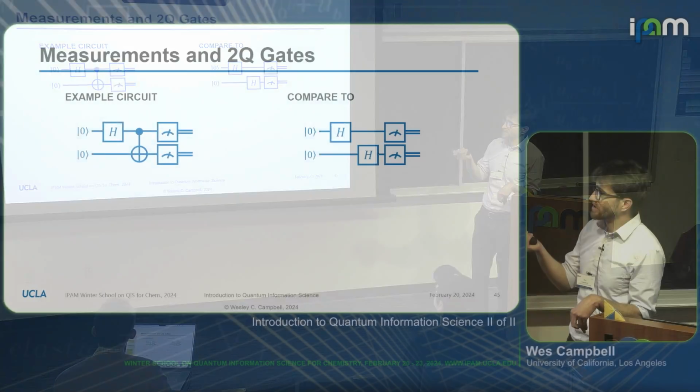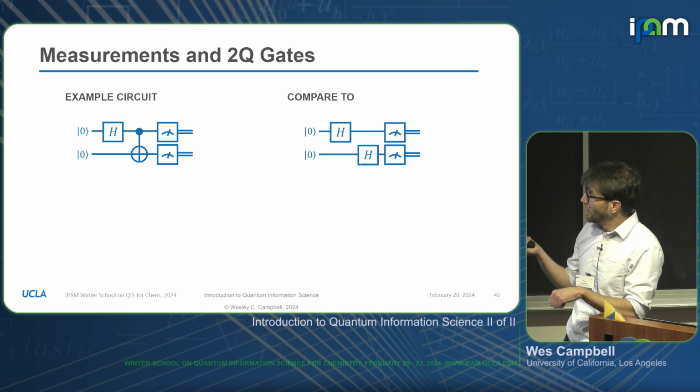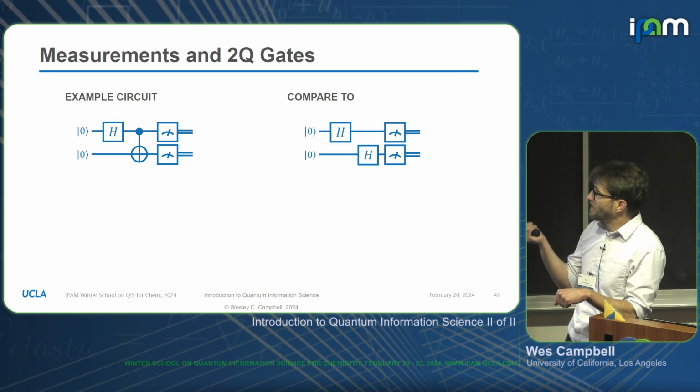Here we have a circuit. We're going to start 2 qubits in 0. I'm going to put one of them in a superposition, do a controlled NOT, and then we'll measure both qubits. I'm going to compare it over here to something where we don't do anything conditional. It's all single qubit gates. So this is going to be 50-50 superposition. This is going to be 50-50 superposition.